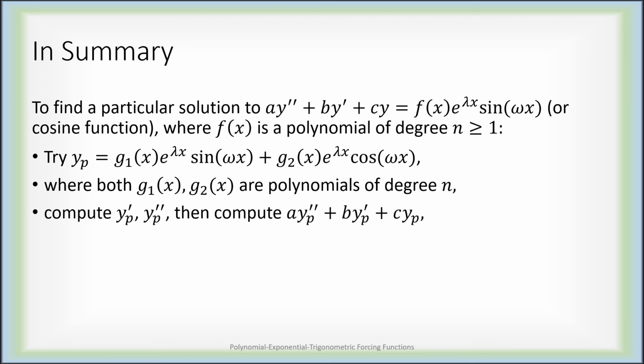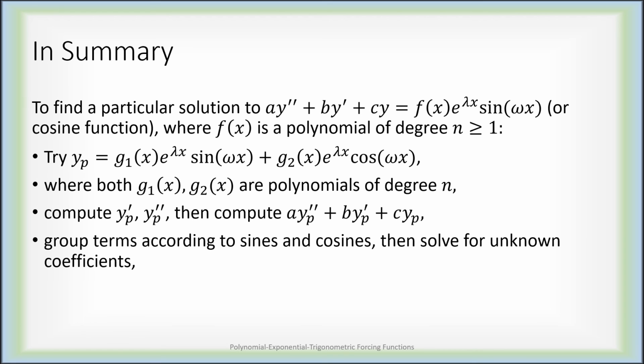Compute the first and second derivatives, then throw it into the differential equation. Group terms according to whether you have e to the lambda x sine omega x or e to the lambda x cos omega x, and then solve for your unknown coefficients. And be patient. These problems take quite a long time. Practice so that you know exactly what to do. The only question is actually carrying out the computations.